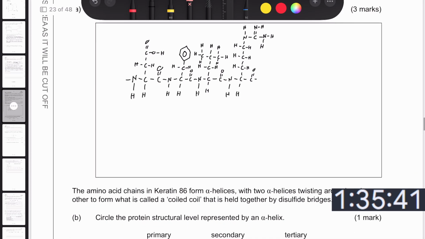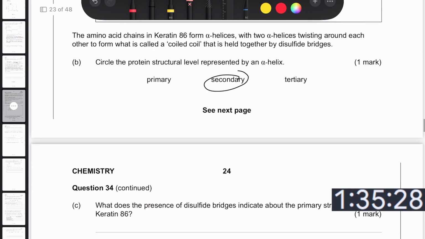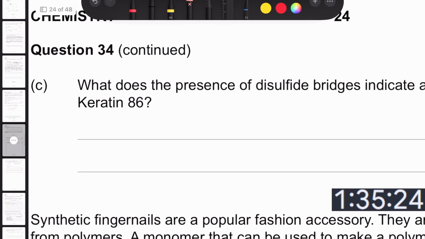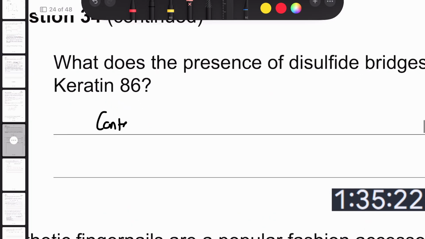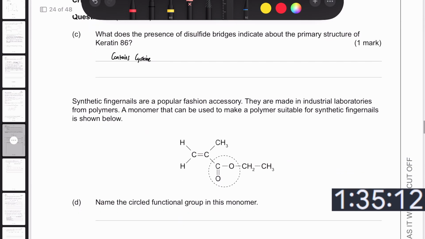The amino acid in keratin forms alpha helices, with two alpha helices twisting around each other to form what's called a coiled coil that's held together by disulfide bridges. Circle the primary structure; an alpha helix is secondary. What does the presence indicate about the primary structure of keratin? It contains cysteine, because cysteine is the only alpha amino acid that can form a disulfide bridge.